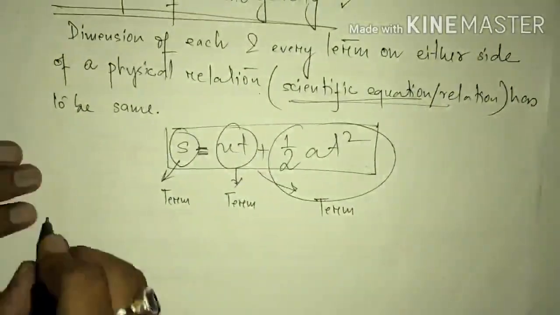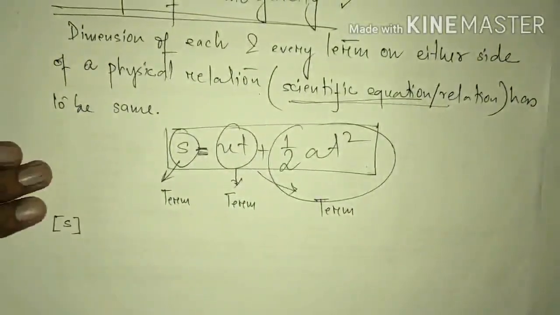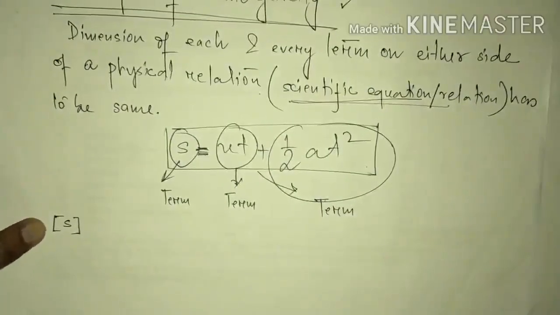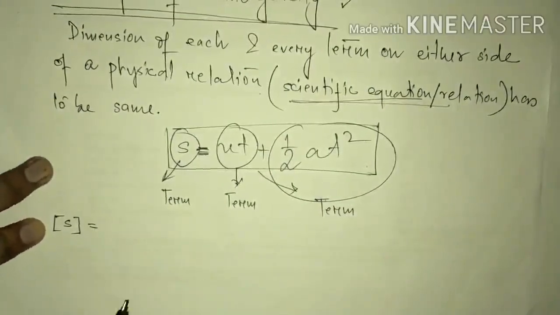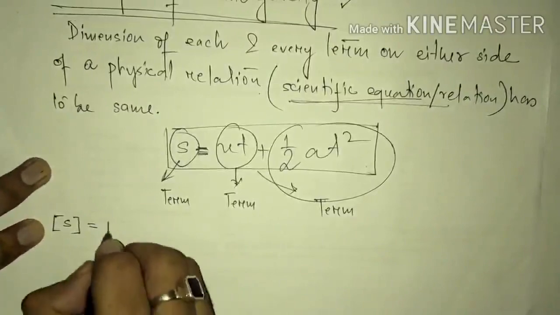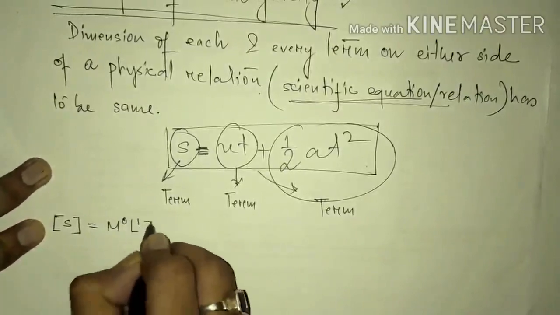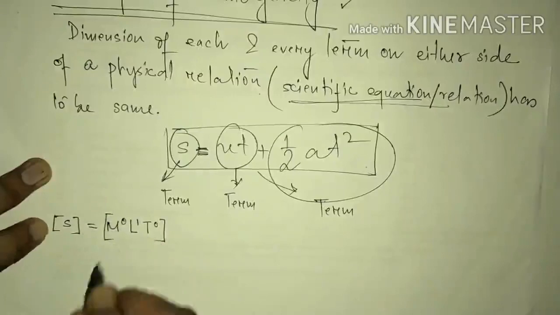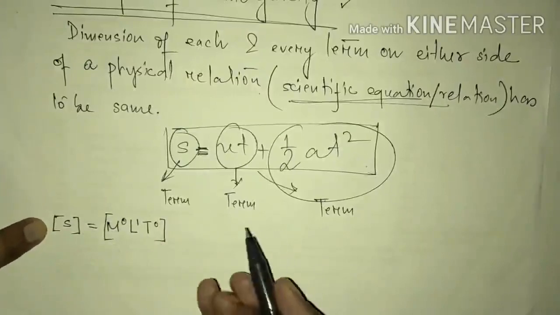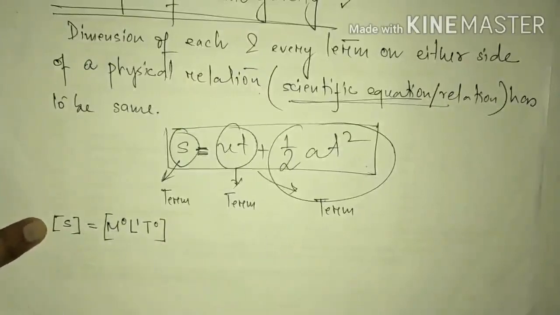Now the dimension of S. S is nothing but displacement. So we can easily write it is L to the power 1 T to the power 0, because in order to measure the displacement we need not worry about the mass and time. It only depends on the fundamental quantity length. So this is the dimensional formula of S.